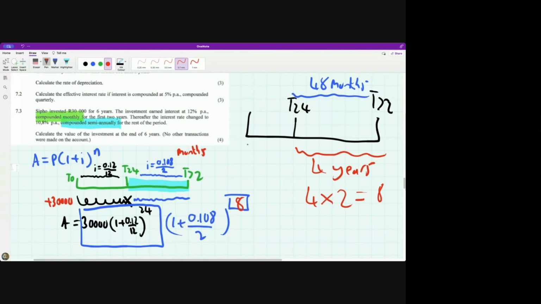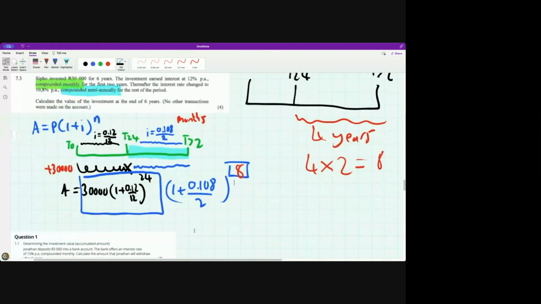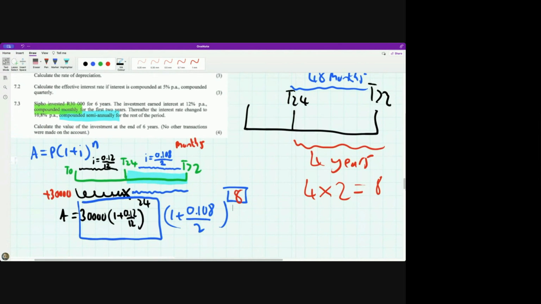Now, just to show you what happened here, we're going to finish with this. For the first 2 years, it compounded monthly. That's why it's 24, because there's 24 months in the first 2 years. Then it compounded every half a year, and that's why there's an 8 there. Can you type this in your calculator and give me a final amount that it's worth at the end?